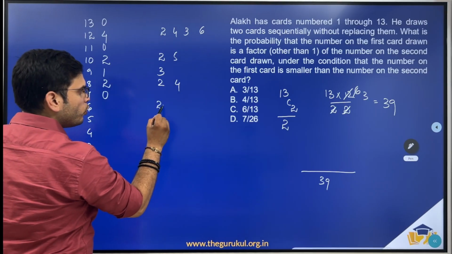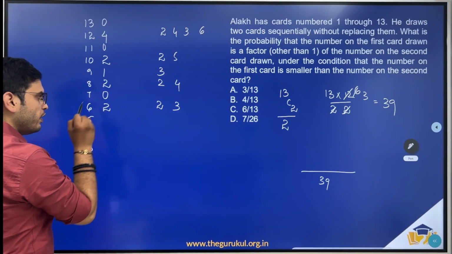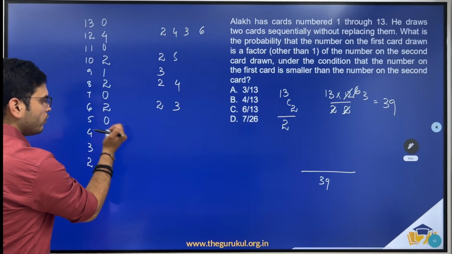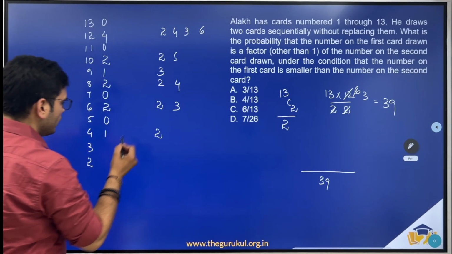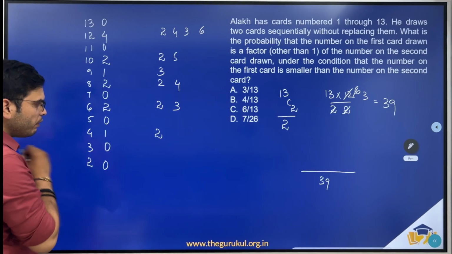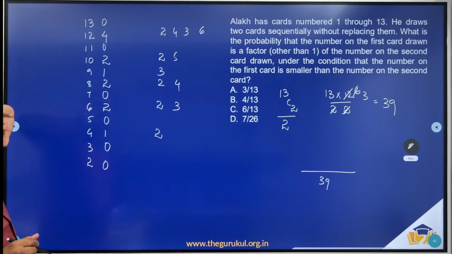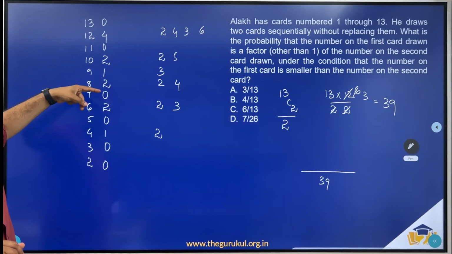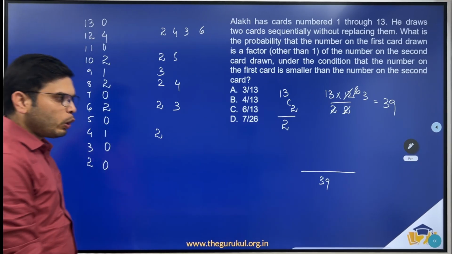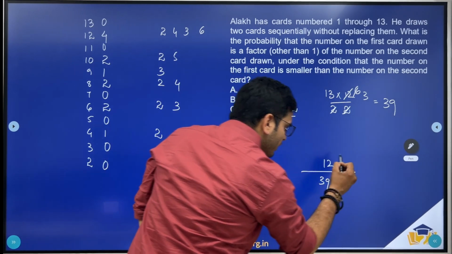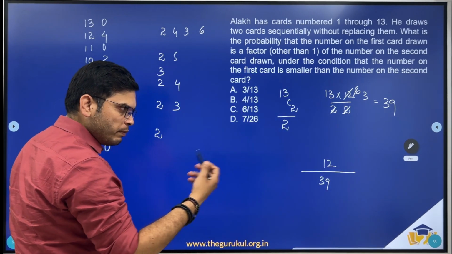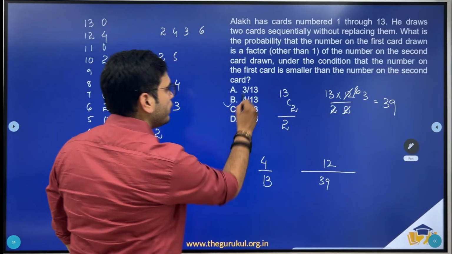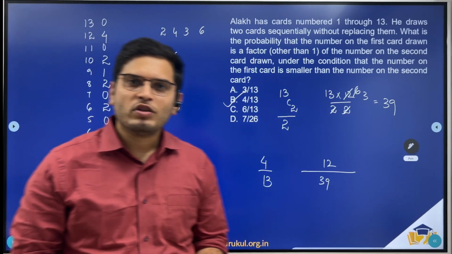6, factors 2 and 3. So you have two possibilities. 5, prime number, 0. 4, you have only, sorry, one factor, which is 2. Now 3 is a prime number, 2 is a prime number, 0. Right. So how many favorable outcomes are there? 4, 4 plus 2, 6, 6 plus 2, 8, 8 plus 2, 10, 10 plus 1, 11, 11 plus 1, 12. So it should be 12 by 39. So this can be further simplified as 3 fours are 12 and 3 13s are 39. So 4 by 13. Hence B should be the answer to this question.